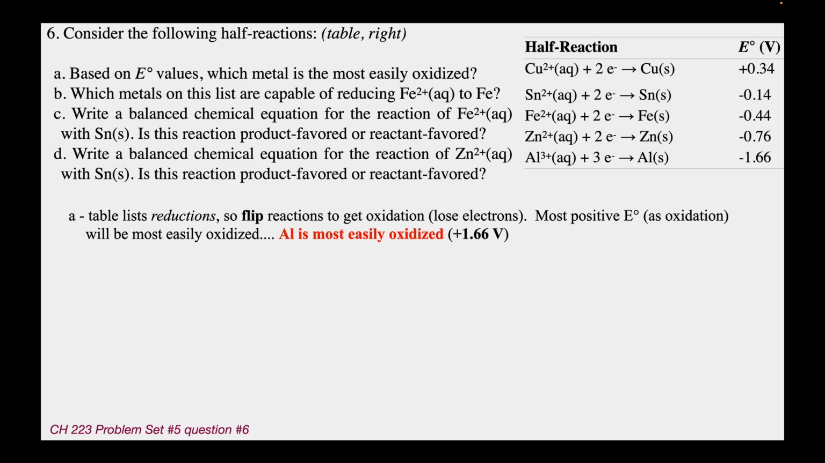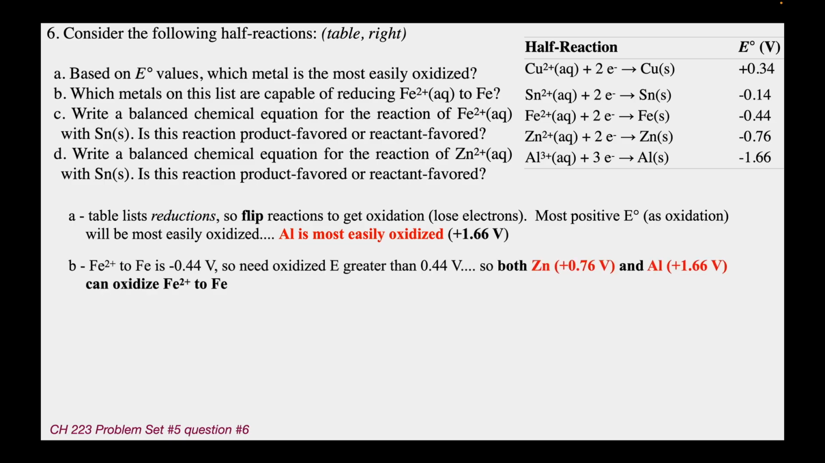So if you think about the last problem, if you flip the zinc and the aluminum reactions around, so zinc would make zinc 2 plus and 2 electrons, and aluminum would make aluminum 3 plus and 3 electrons, you're going to have positive 0.76 volts for the zinc and positive 1.66 volts for the aluminum. So when you combine those oxidations, not reductions as listed, with the iron reaction, you're going to get an overall positive E naught value. So both zinc and aluminum will be capable of taking iron 2 plus to iron. Let's show an example of how that would work with the zinc.